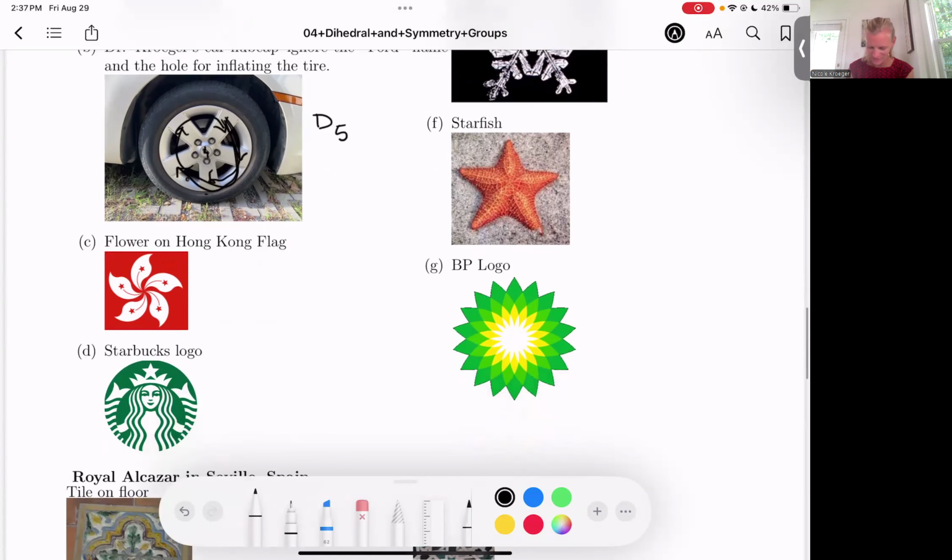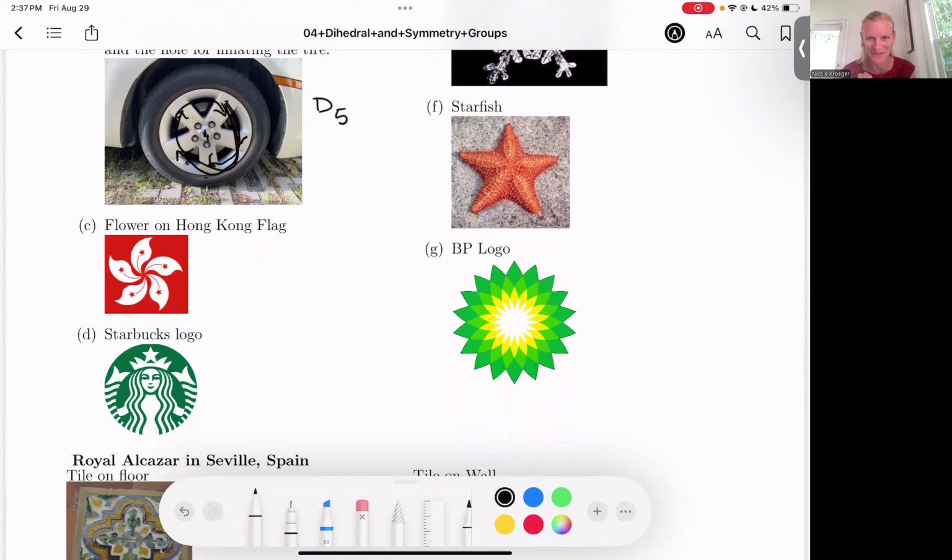Okay, we'll keep doing a few more examples here, but you hopefully can try these on your own. The Hong Kong flag, the flower, is not going to have any reflections because of, again, that curly shape. It's not going to reflect perfectly, so it only has rotations. We've got 1, 2, 3, 4, 5, so we can rotate by 360 over 5 degrees each time. There are 5 rotations in here, so this is going to be the group C5.